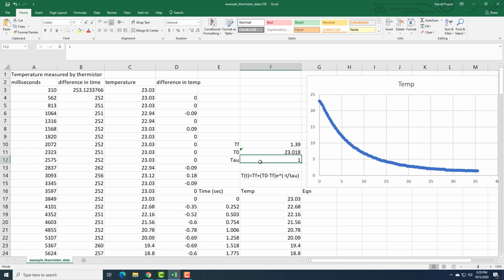Right, so now we have our variables here. T final, T initial. Again, the tau is just a placeholder for right now, but I'm going to type that equation in Excel. So this equals T final. Okay, and I'm going to put some dollar signs around these because when we copy it down, right, we don't want them to change. Plus T initial minus T final. Again, put some dollar signs.